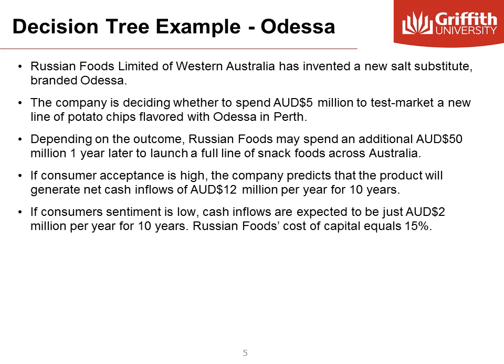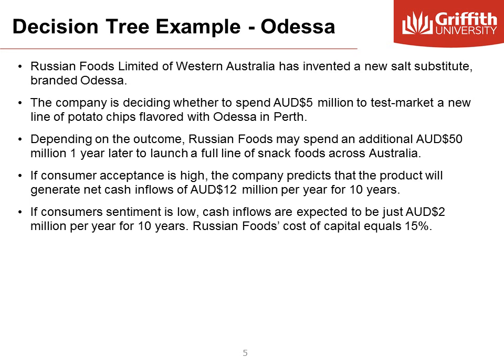Russian Foods Limited has invented a new product, a salt substitute branded Odessa. The company is deciding whether to spend 5 million Australian dollars to test market a new line of potato chips flavored with Odessa in Perth. If the outcome of the test is good, Russian Foods may spend an additional $50 million a year later to launch a full line of snack foods across Australia.